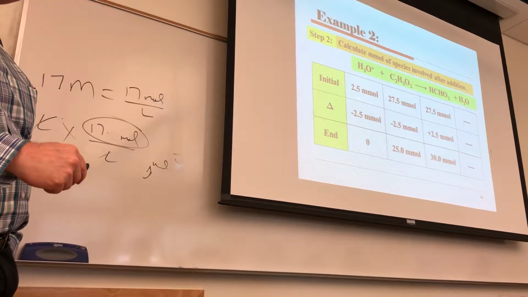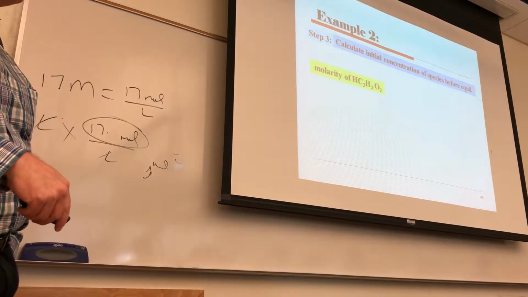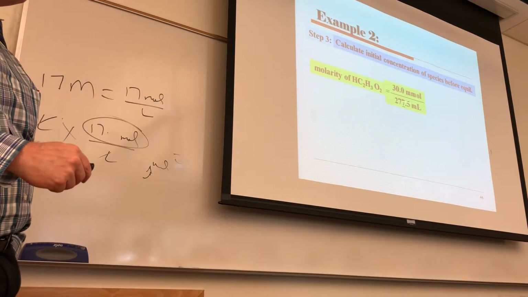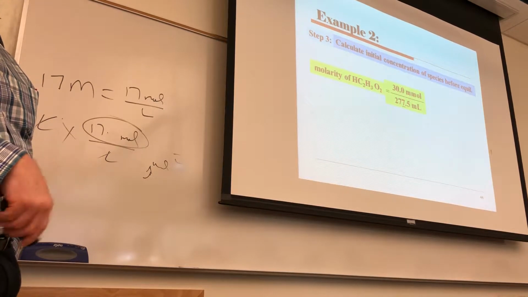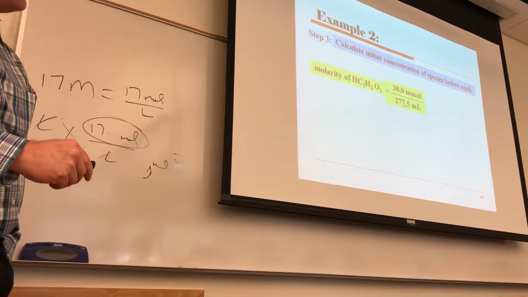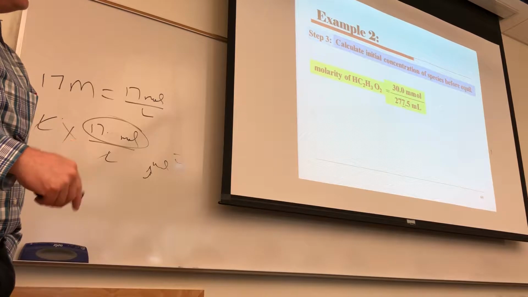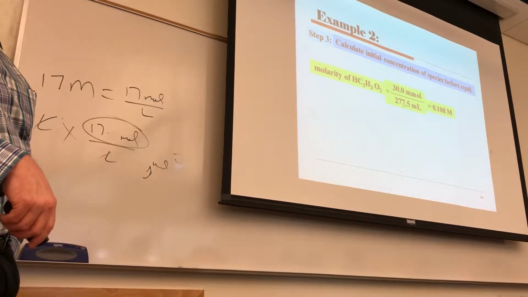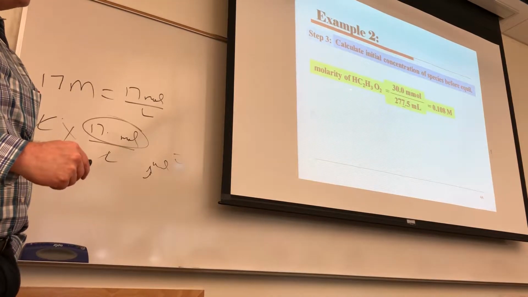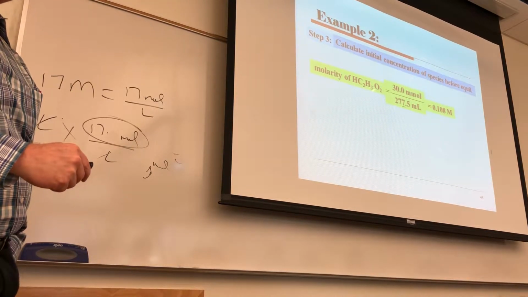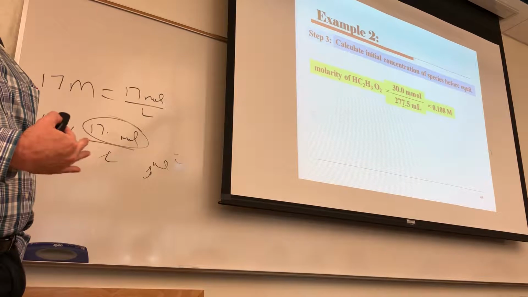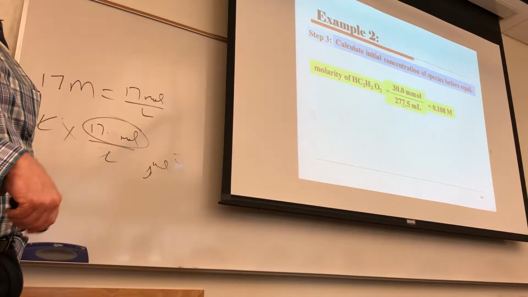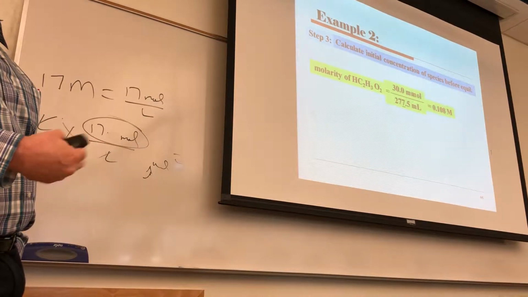275 was a 2.5. This right here. And I put the line there because it's 3 sig figs. So I take this divided by this, and I get 0.108 molar. That's the concentration left over from the weak acid in the weak acid conjugate base buffer system after the addition of the strong acid.